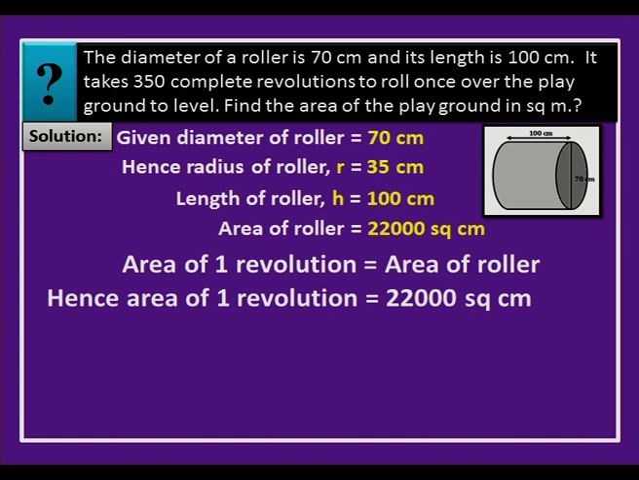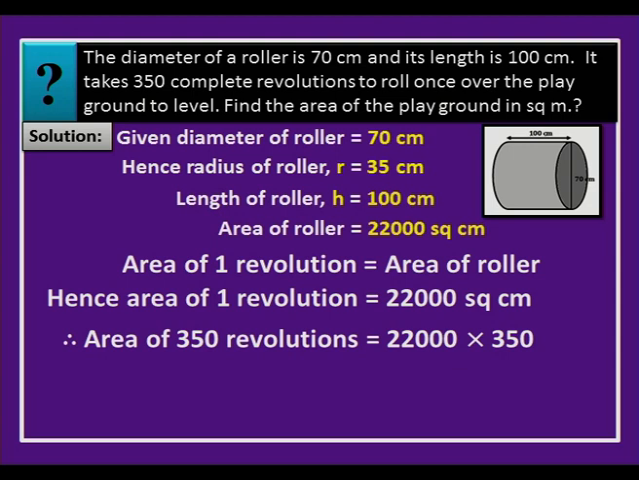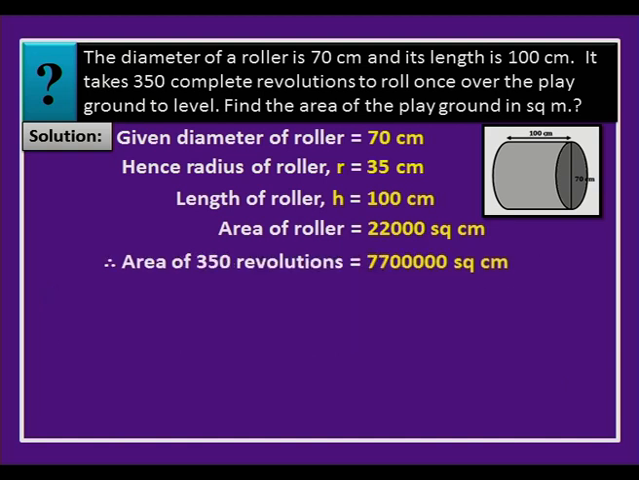But here if you notice, there are 350 complete revolutions, right. So, how much area does it cover? Yes, 22,000 into 350. On multiplying them we get the number as shown, but it is in square centimeters, right children, and we need to convert it into square meters. So, what are we going to do?